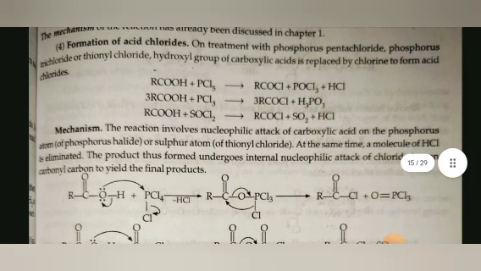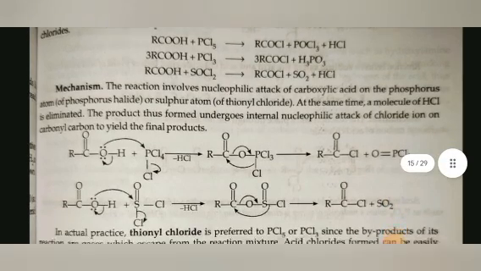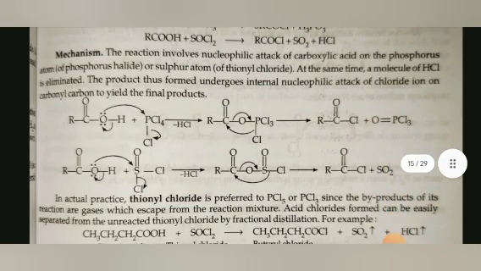Fourth is formation of acid chloride. On treatment with phosphorus pentachloride, phosphorus trichloride or thionyl chloride, the hydroxyl group of carboxylic acid is replaced by chlorine to form acid chloride. Mechanism. The reaction involves nucleophilic attack of the carboxyl group on the phosphorus atom or sulfur atom. At the same time, a molecule of HCl is eliminated. The product thus formed undergoes internal nucleophilic attack of chloride ion on the carbonyl group to yield the final product.